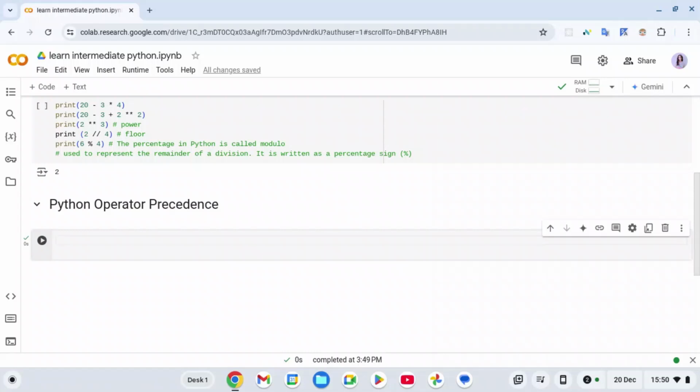So in today's video, we're going to be learning about Python operator precedence. Before we can start, let me introduce to you the order of operators in Python.